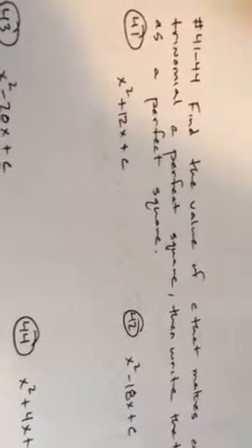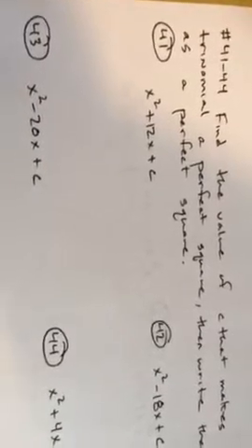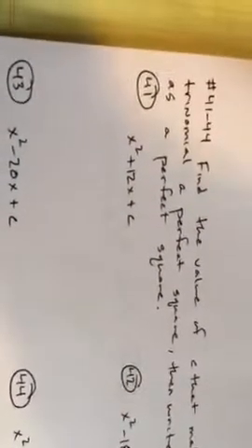All right, folks, welcome to 90.9 The Quadratic for your Algebra 2 Chapter 4 test review video here for page 5. All right, on 41 through 44, we're going to find the value of c that makes each trinomial a perfect square. Then we're going to write the trinomial as a perfect square. Here's what we're trying to do here, folks. We're trying to get something like x minus 7 squared or x plus 9 squared.